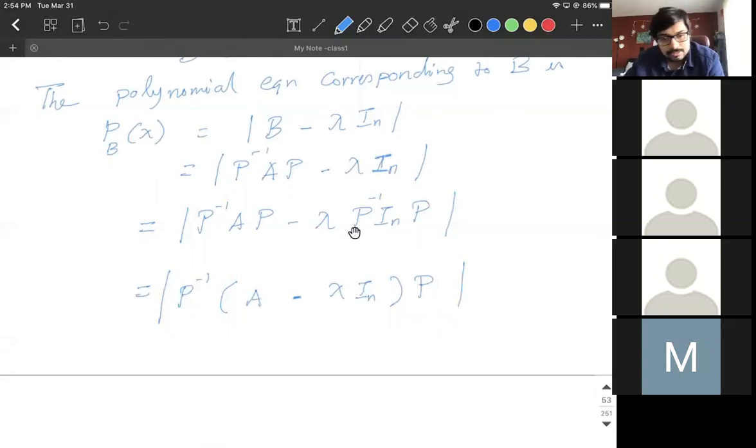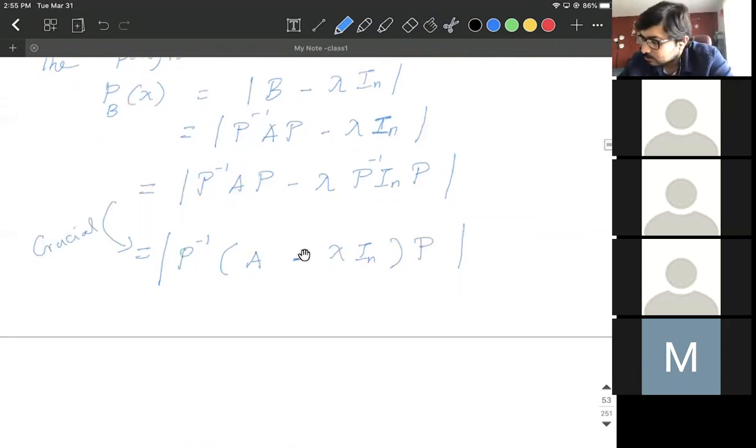Do you agree with this step? This is the crucial step here. We take out P inverse from the left of both the terms and P from the right. Agree to that, or any questions? Okay, I think it's fine.